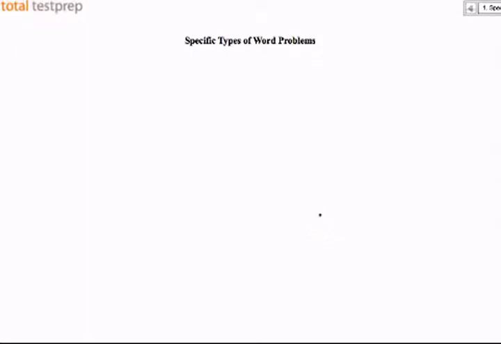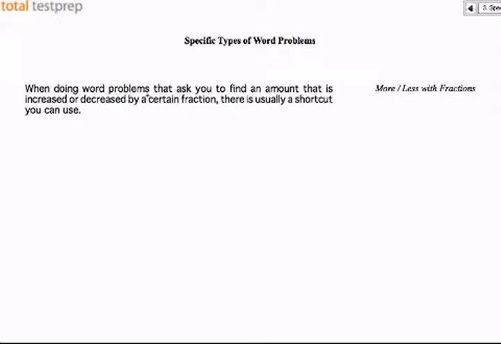In this section, we'll be dealing with specific types of word problems. For example, problems that ask you to do something with fractions where there's more or less involved. When doing word problems that ask you to find an amount that is increased or decreased by a certain fraction, there is usually a shortcut you can use. So for example, what is 1/5 less than 80?